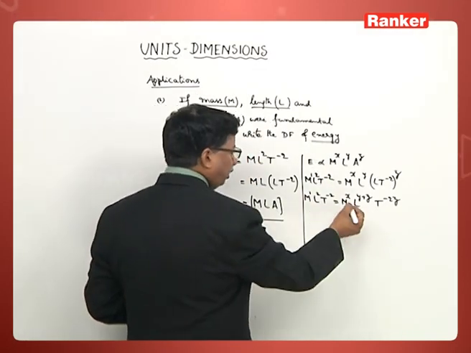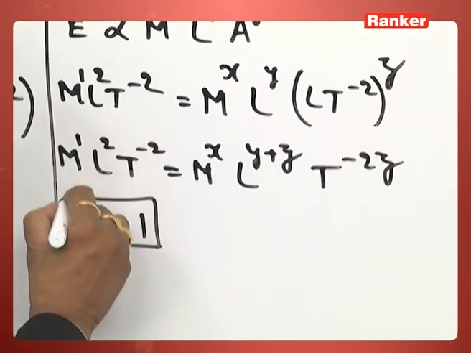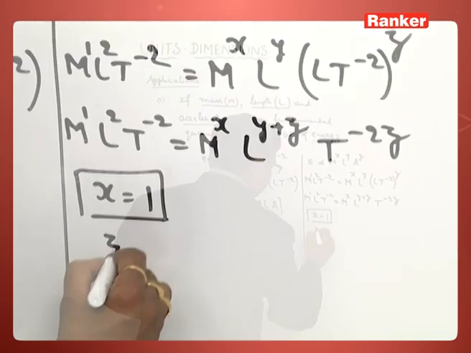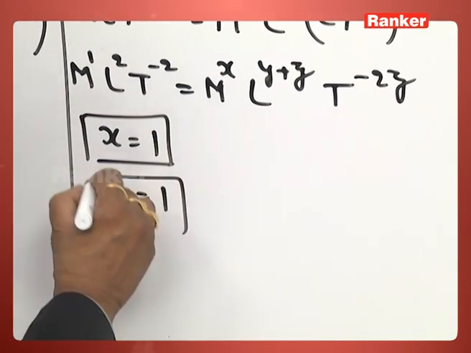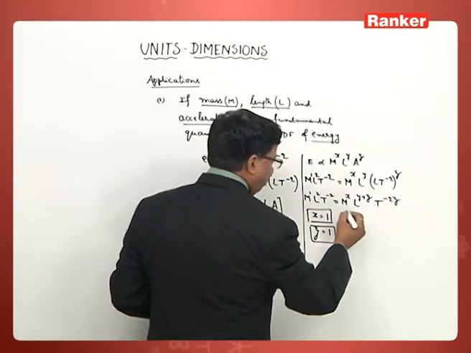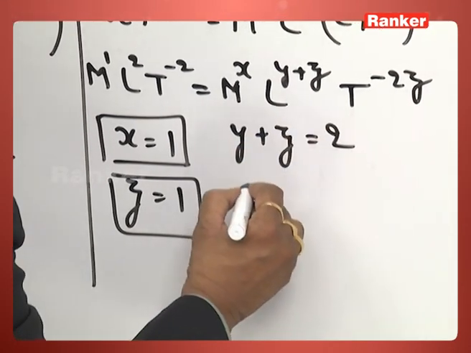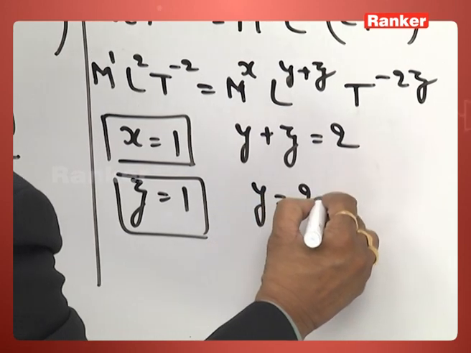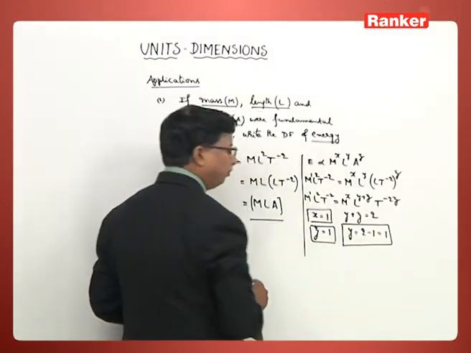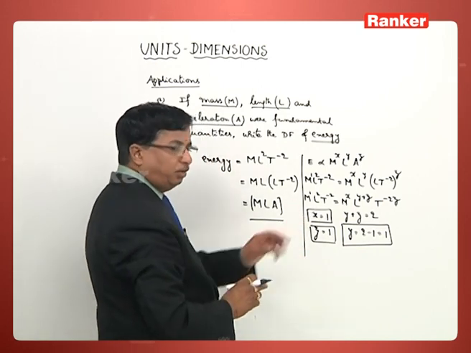Now, equate the powers of mass. You will get the value of x as 1. Equate the powers of time. You will get the value of z as 1. Equate the powers of L now. It is y plus z is equal to 2, then y is equal to 2 minus 1. That also will be 1 again. So I have got x as 1, y as 1 and z also as 1.